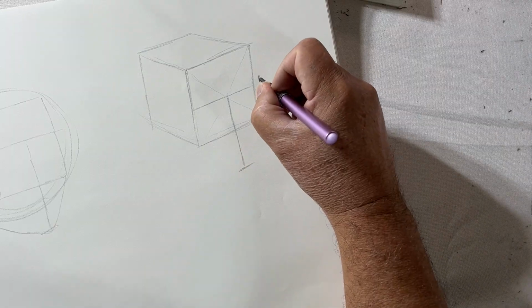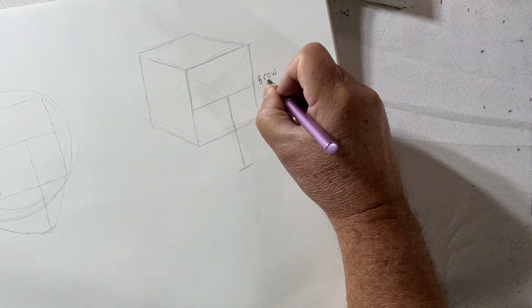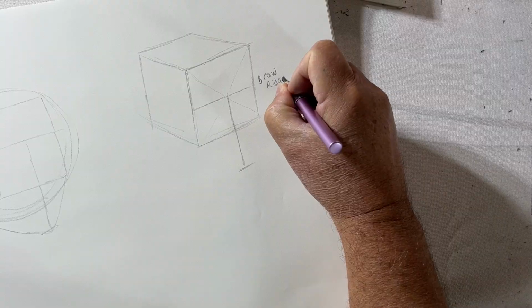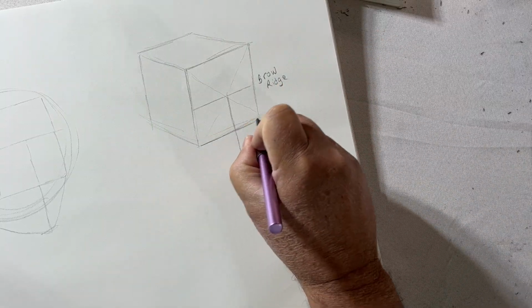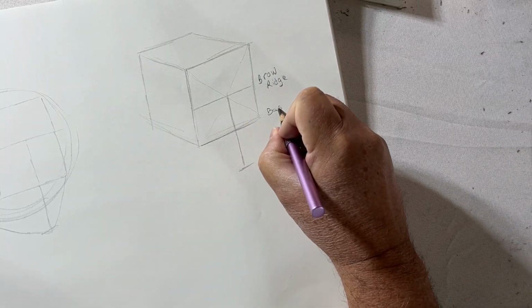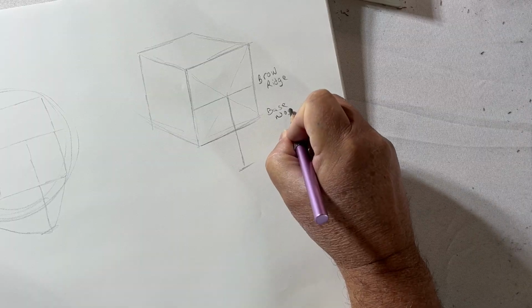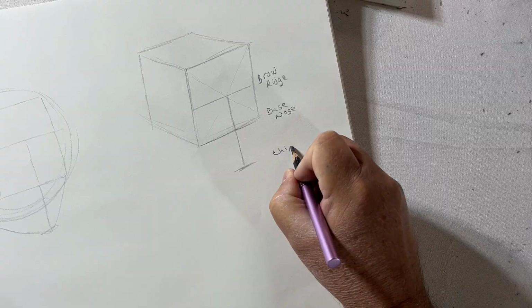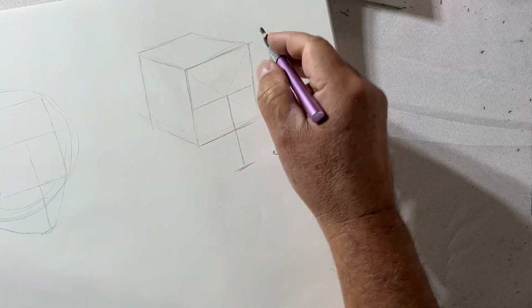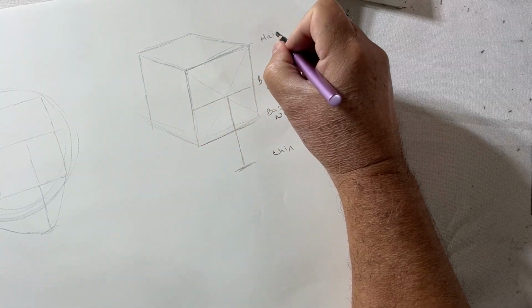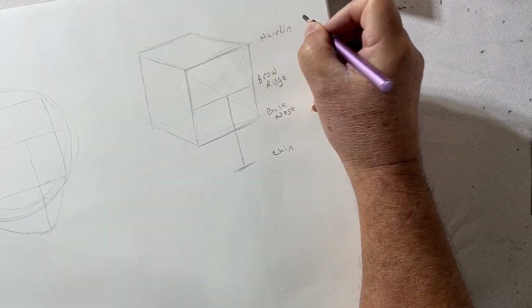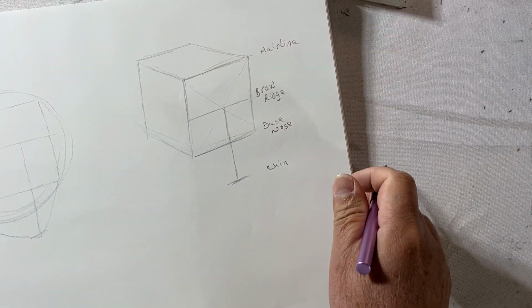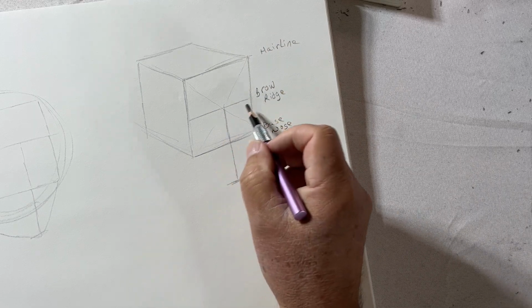So we have the brow ridge, we have the base of the nose, we have the chin, and we have the hairline. And the process kind of starts all over again.